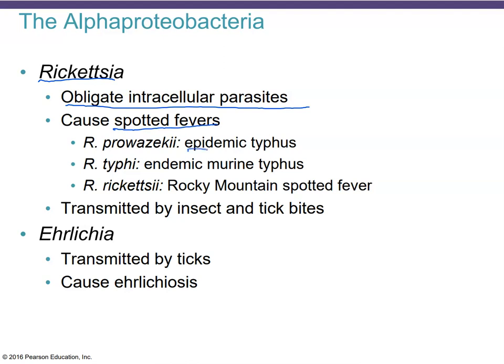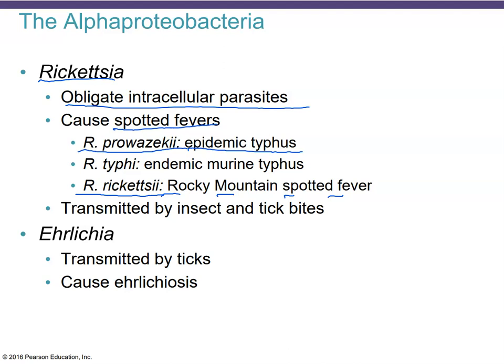That's the cause of epidemic typhus, and we will have that on a pathogen group. Then we have Rickettsia typhi. That is endemic murine typhus. And then we have Rickettsia rickettsii, and that one causes RMSF, also known as Rocky Mountain Spotted Fever. So Rocky Mountain Spotted Fever is RMSF. These rickettsias are transmitted to humans by insects and ticks. So we will cover them in more detail, actually, in the pathogen groups.